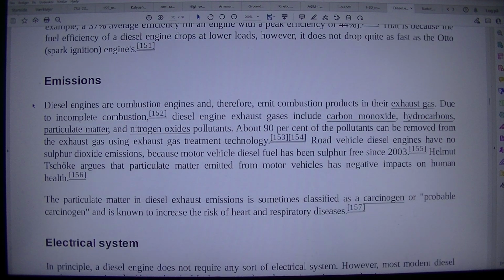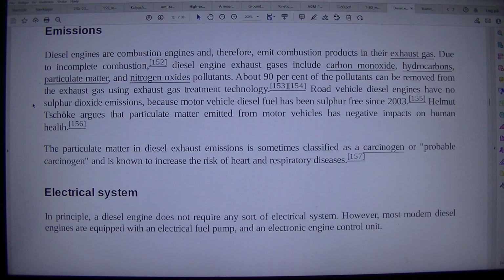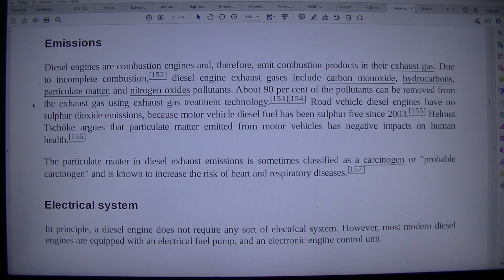Emissions. Diesel engines are combustion engines and, therefore, emit combustion products in their exhaust gas due to incomplete combustion. Diesel engine exhaust gases include carbon monoxide, hydrocarbons, particulate matter, and nitrogen oxides pollutants. About 90% of the pollutants can be removed from the exhaust gas using exhaust gas treatment technology.